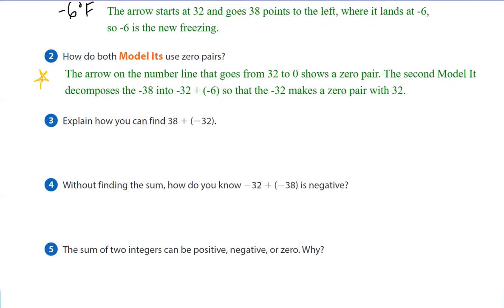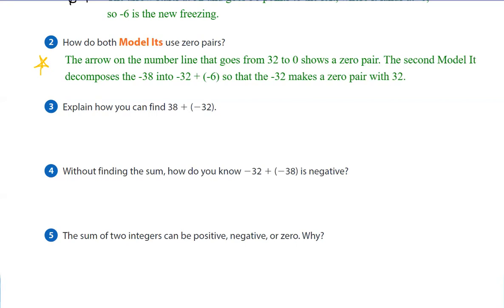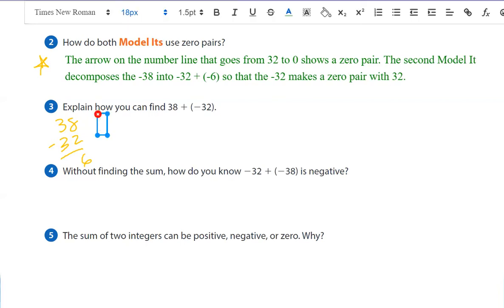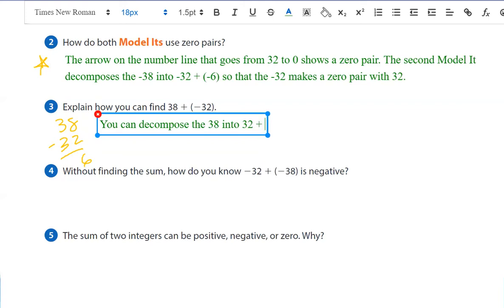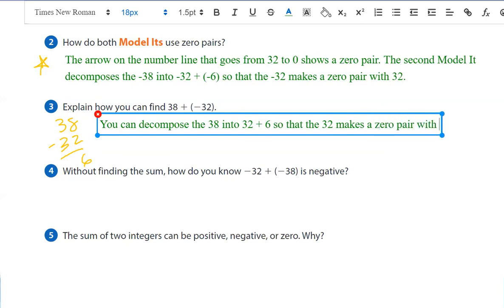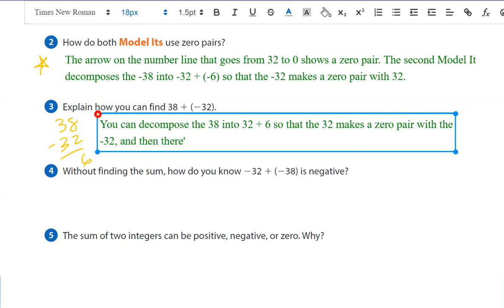Okay, number 3. Explain how you can find 38 plus -32. Well, how did we find it? Oh wait, this is the opposite, isn't it? Oh, goodness sakes. This is just 38 minus 32. So you could just do 38 minus 32 is 6, but it wants us to explain. I know what it wants us to do. It wants us to put what's in the teacher guide. The teacher guide says you can decompose. Actually, it doesn't say decompose, but I like the word. You can decompose the 38 into 32 plus 6 so that the 32 makes a 0 pair with the -32, and then there's just the +6 left over. There we go. Okay.